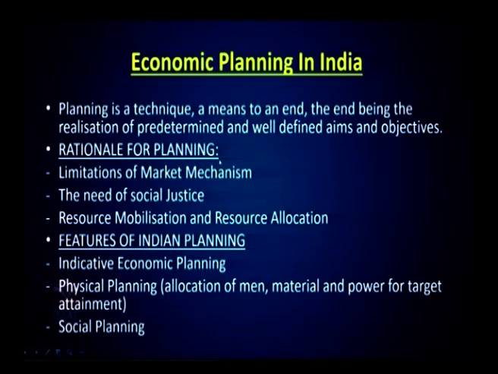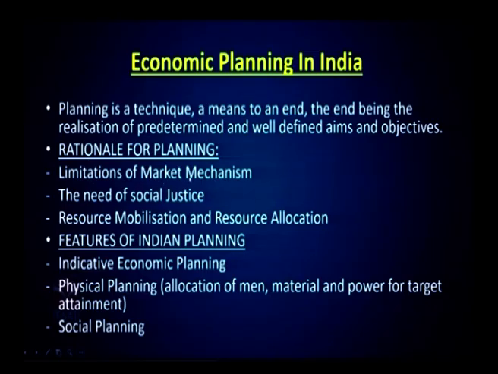Next is the rationale for planning. Why in India have we gone for planning since 1950 or the earlier days of independence? The first rationale, or reason, is the limitations of the market mechanism. In the early days of independence, we were left with a capitalistic system where the markets played a dominant role in the determination of prices in the economic system. All the economic activities were left to the market forces of demand and supply.